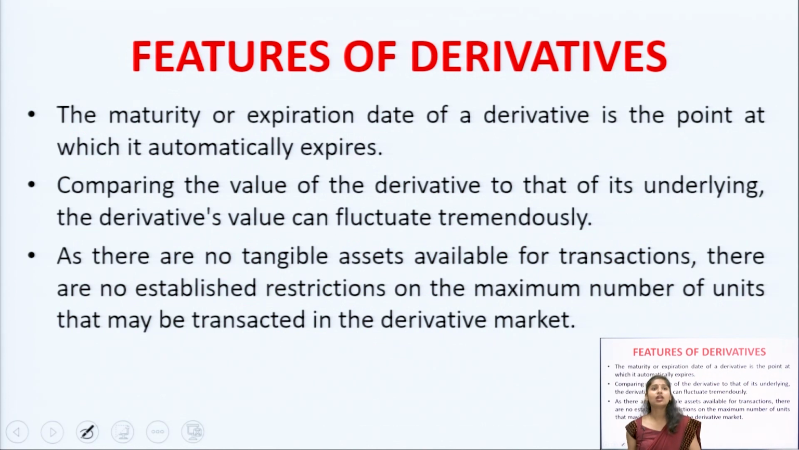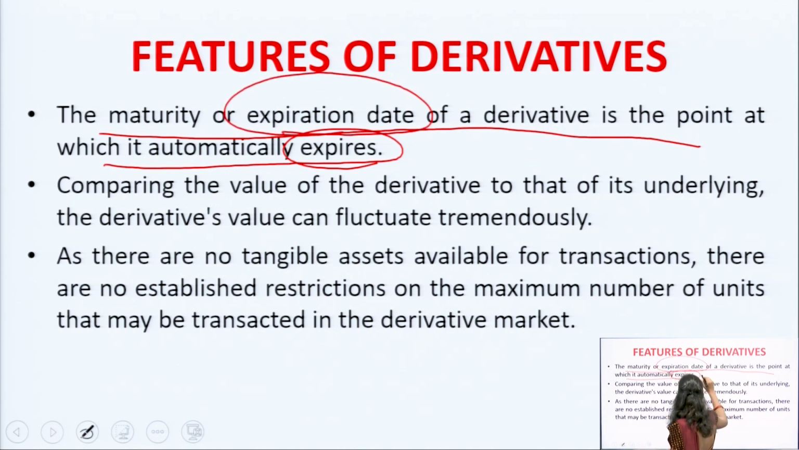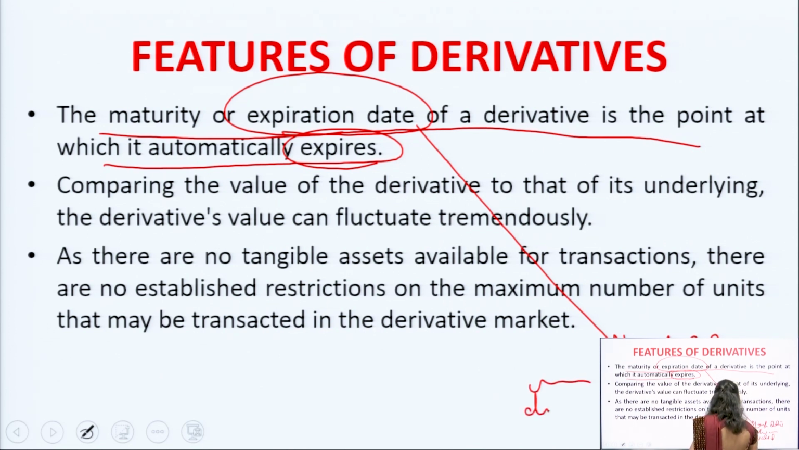So this is the basic concept of derivatives, how it basically works. Next you can talk about the features of derivatives. The first is maturity or expiration date: the point at which a derivative automatically expires. What is this expiration date? It is the last date on which the value of the derivative will be valid. It will remain valid till this particular date. This is what we mean by expiry date, expiration date or maturity date.